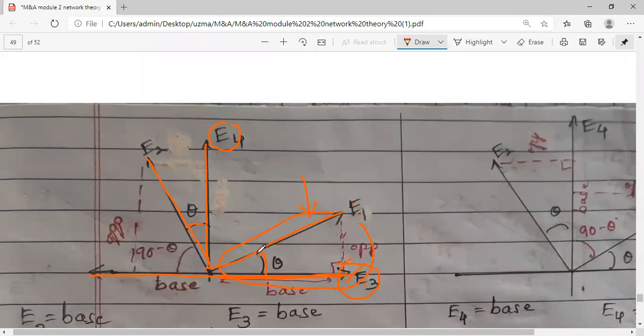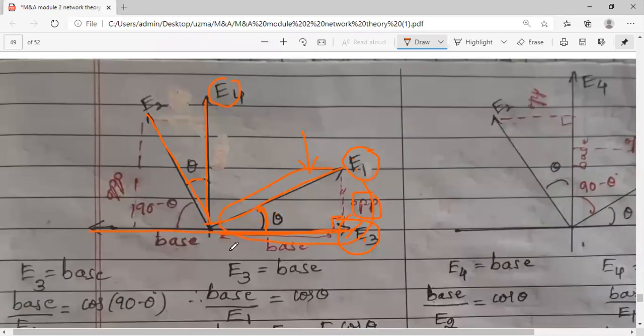So this is your theta in the triangle. So this is your 90 degrees. So whichever segment is opposite to theta, we call it opposite. And this is your base, this is your hypotenuse. What is the hypotenuse? E1. So E3 is the base.